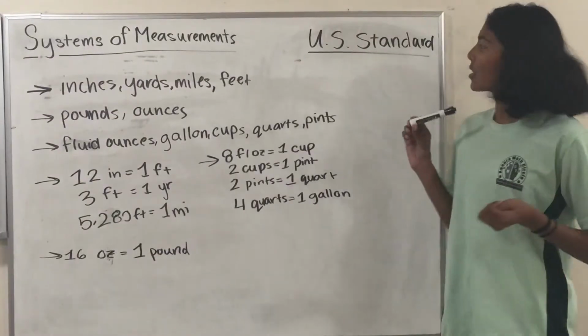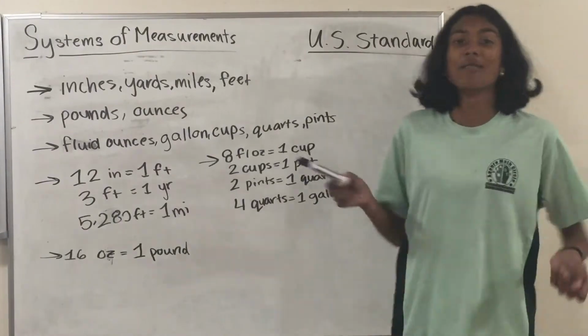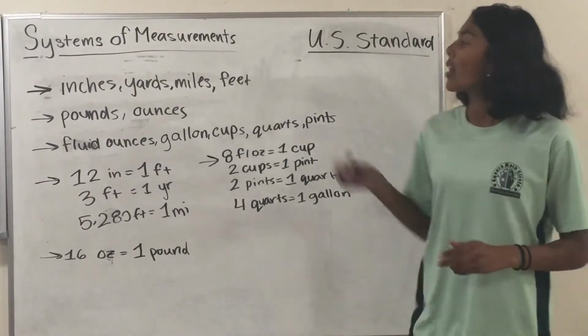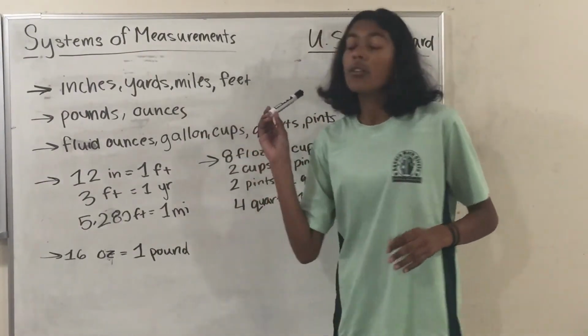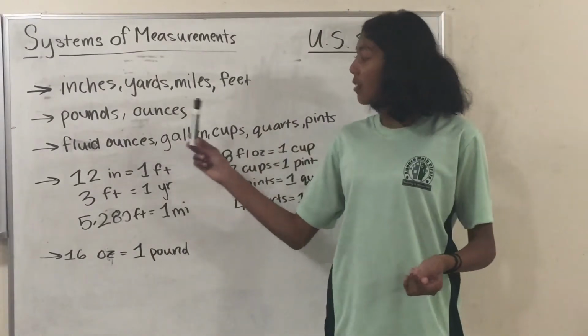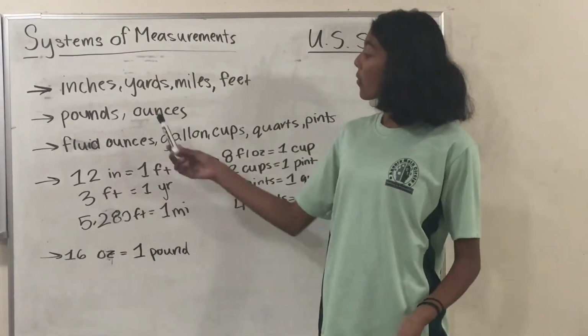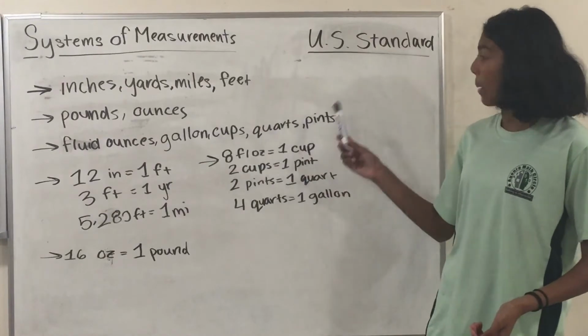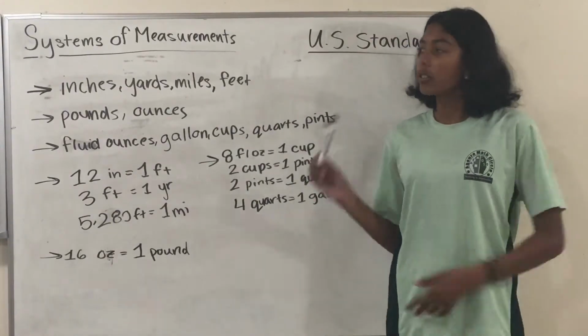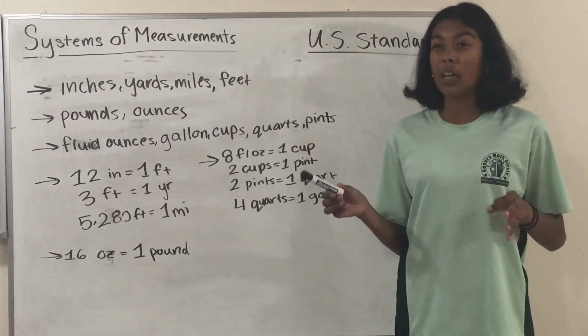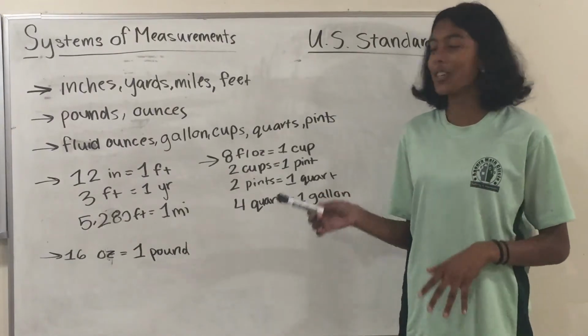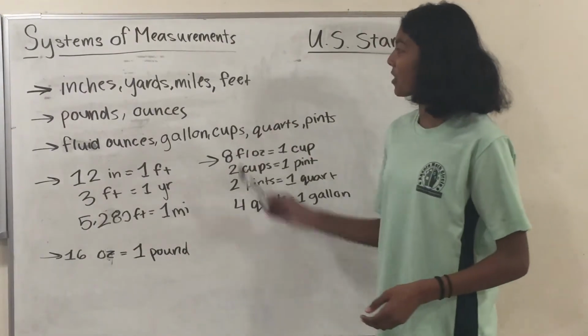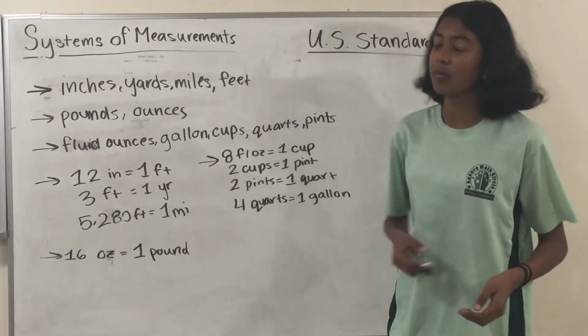Now let's move on to the US standard system of measurement. In that we have inches, yards, miles, and feet for length. We have pounds and ounces for weight or mass. And we have fluid ounces, gallons, cups, quarts, and pints for volume. So you see why the metric system is way easier. There's not that much confusion, and there's not like 5 different things for each type of measurement.